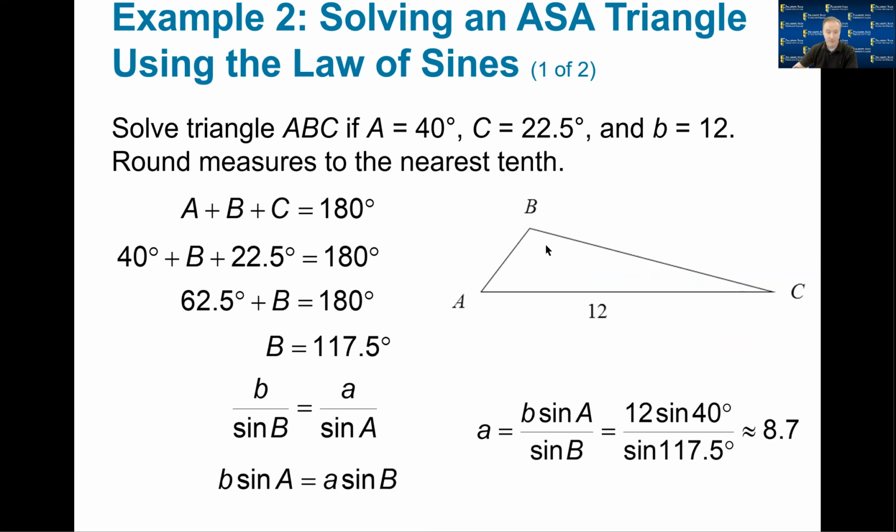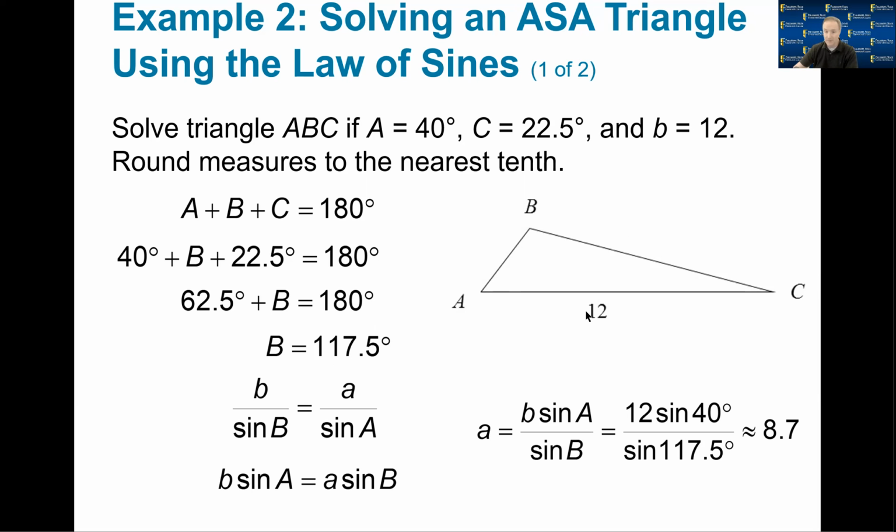We had to solve for this angle B up here, and just by the appearance of it, we can tell it looks to be an obtuse angle greater than 90 degrees. When you solve it out, you would just say 180 minus 40 minus 22.5, and you'll get that angle B is 117.5 degrees.